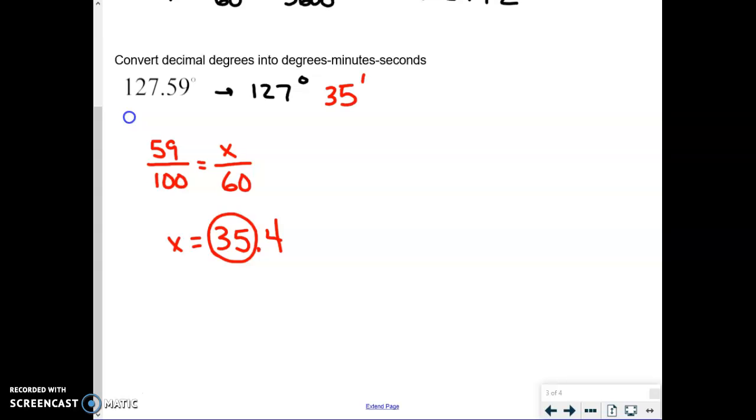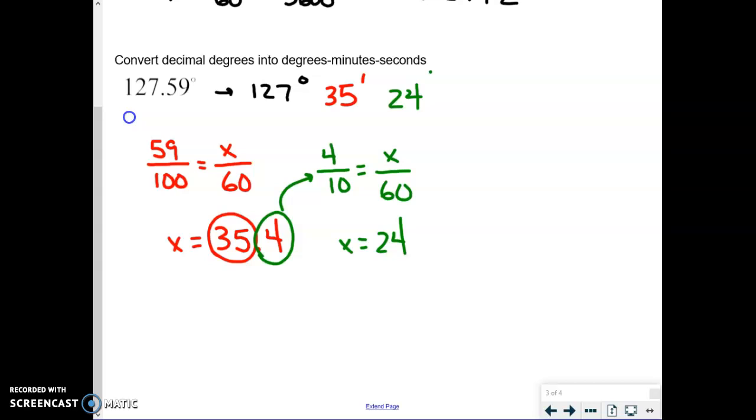So now the last thing that we need to do is deal with this 0.4. That 0.4 or 4/10 is how many seconds we have left. And if you remember from before, a second is 1/60th of a minute. So we can now put our 4/10 equal to some amount of seconds. How many 60ths are we dealing with? So once again here, if we cross multiply and divide, we would get x is equal to 24. So our final answer here would be 127 degrees, 35 minutes, 24 seconds.